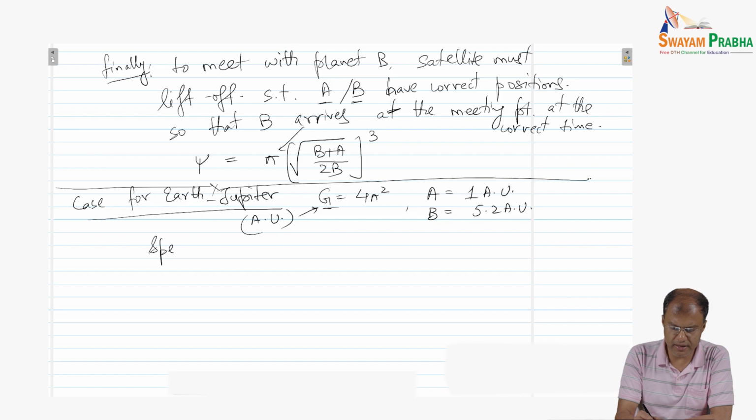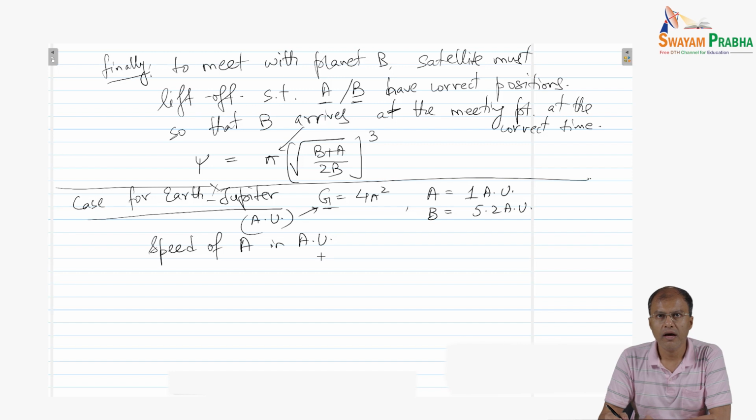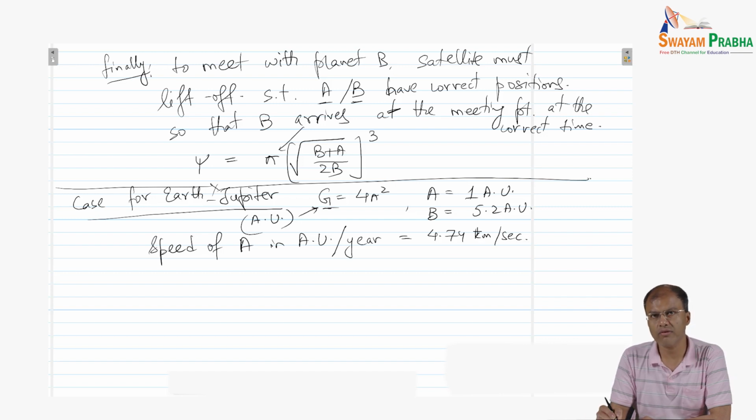Remember, so speed of Earth. So basically, speed of planet A in astronomical units. Again, these are all information given from facts. In astronomical units per year, this is per year, meaning 1 Earth year. So this is 4.74 kilometers per second. So Earth is traveling around the orbit of the Sun at this speed, right?